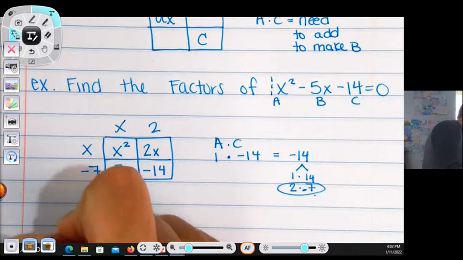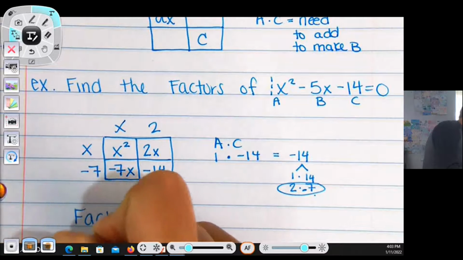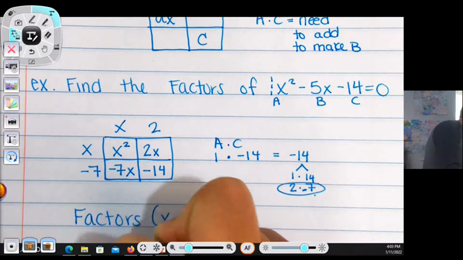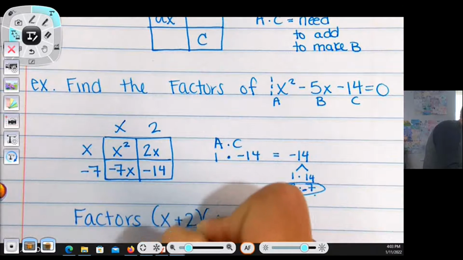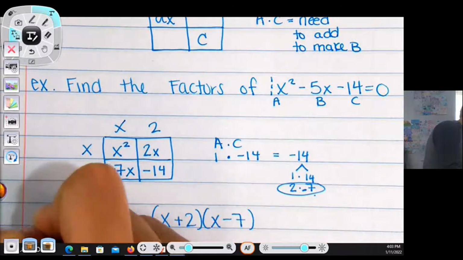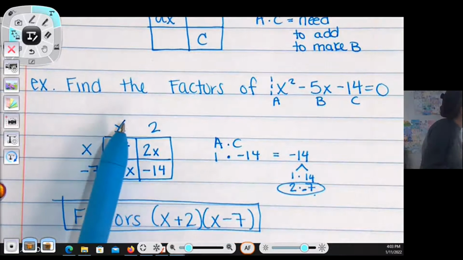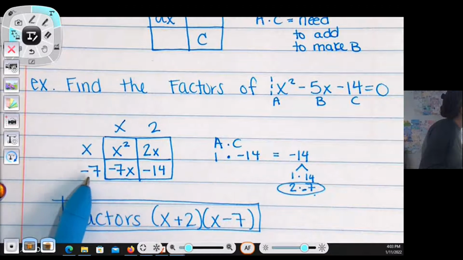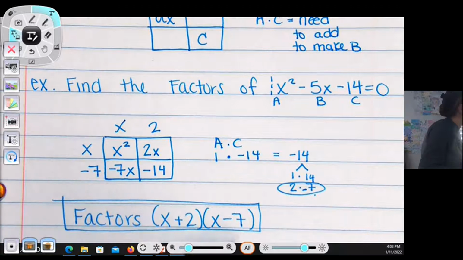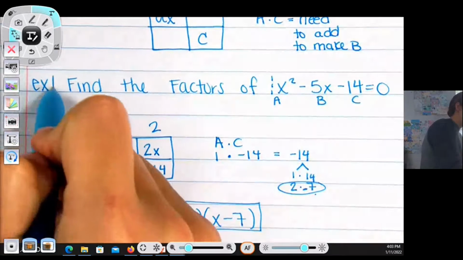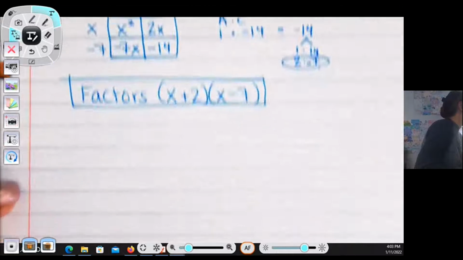So your factors are what are around your boxes: x plus 2, x minus 7. X plus 2 came from the top, it was positive 2. X minus 7 came from the side. That is right there. So this is example 1. So let's do example 2 now.